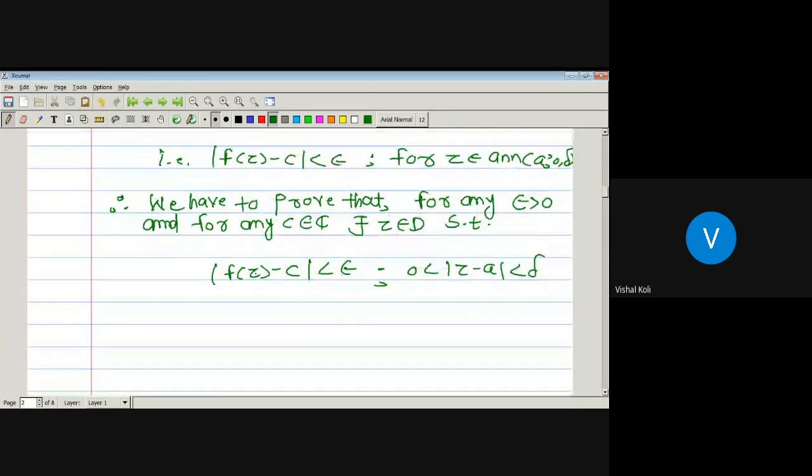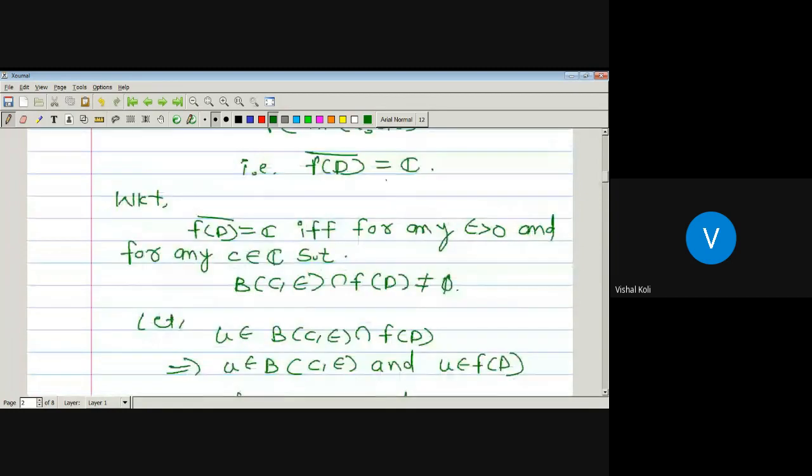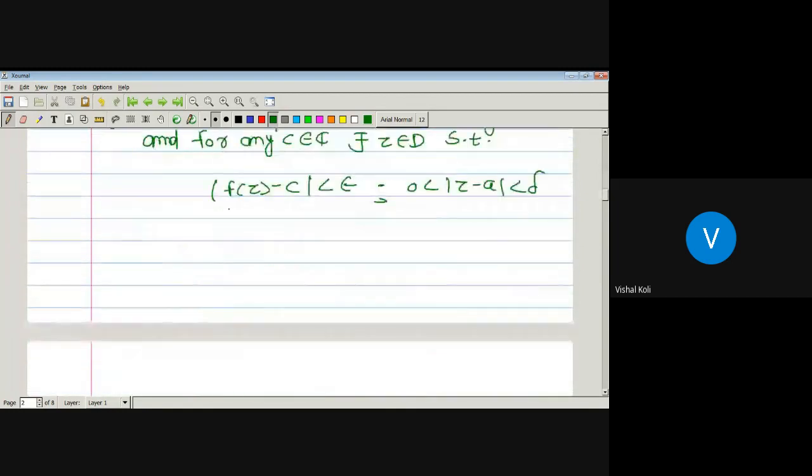That is, it means if the closure of f of D is equal to C, then this condition must hold, that is, modulus of f of z minus c is less than epsilon whenever 0 is less than modulus of z minus a less than delta.